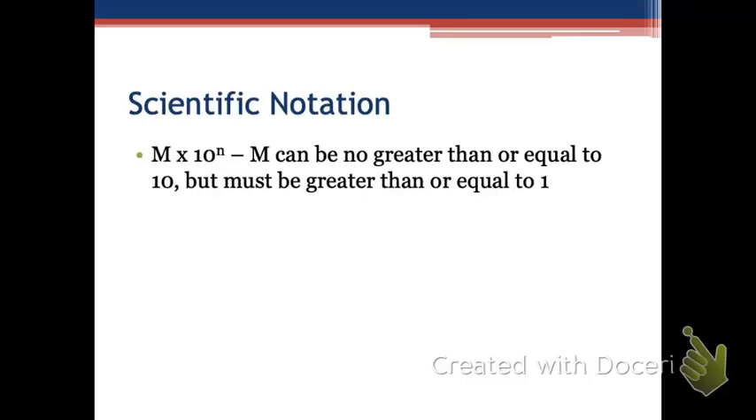The rule for scientific notation is that this m value has to be greater than 1, but not greater than 10. So that number needs to be between 1 and 10. That's super important. This number in scientific notation needs to be between 1 and 10. Always, always, always.